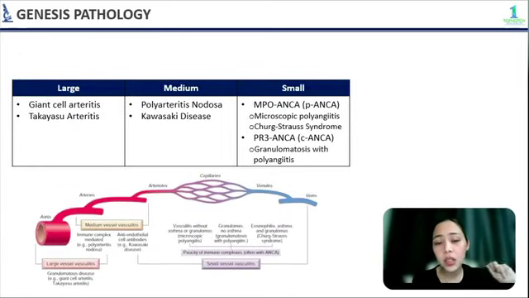So this is a table listing the different conditions and the size of the vessels that are involved. I will not really delve into them today. You will discuss this more when you go to Top Notch Online.